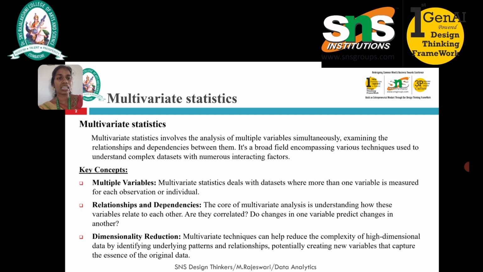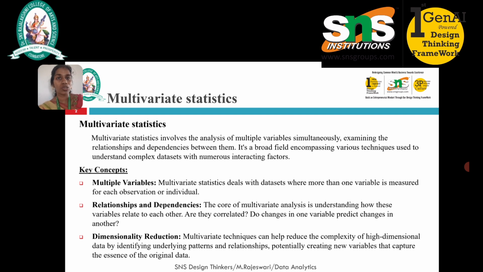Multivariate techniques can help reduce the complexity of high-dimensional data by identifying underlying patterns and relationships, potentially creating new variables that capture the essence of the original data. From the original data we take the essence, and based on that essence I am going to give suggestions, decision-making suggestions and solutions for the given problem. For that we use the dimensionality reduction concept in multivariate statistics.